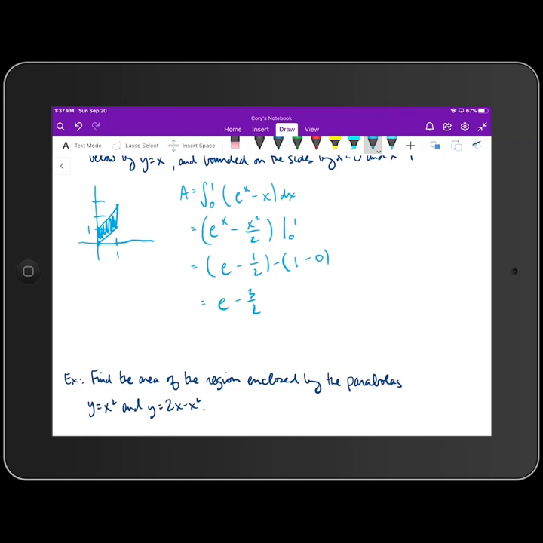that area is positive. But something that I want you guys to be aware of is when we calculate area between two curves, no matter whether the area lies above the x-axis or below the x-axis, the area between two curves is always going to be some positive quantity, as long as you have it set up properly.